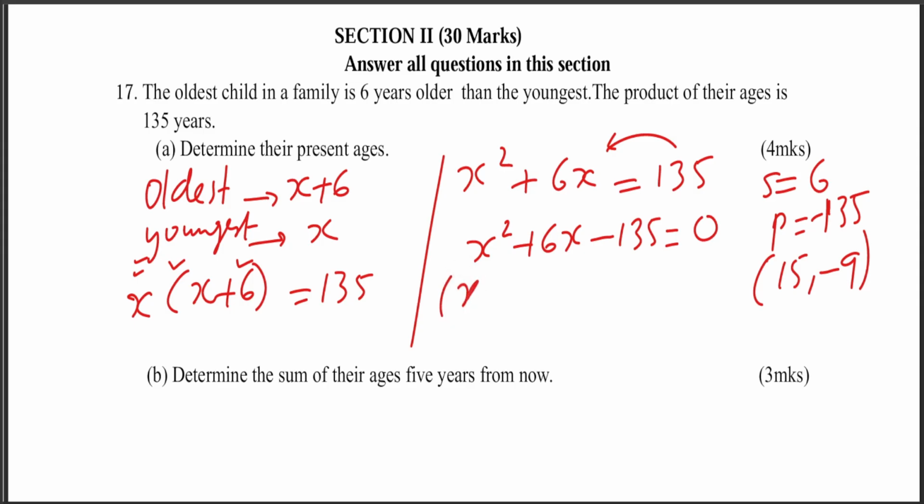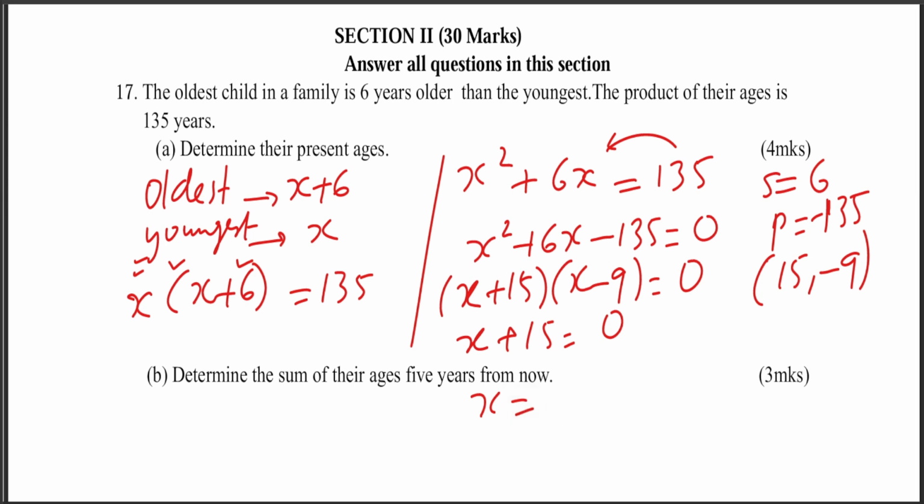So it's going to be x plus 15 and x minus 9 is equal to 0. So x plus 15 is equal to 0, and that is why you're going to get x equal to negative 15. But you ignore this kwa sababu hakuna mtu ambao ako na age ya negative. But this one, x minus 9 is equal to 0, and that's why x is equal to 9.